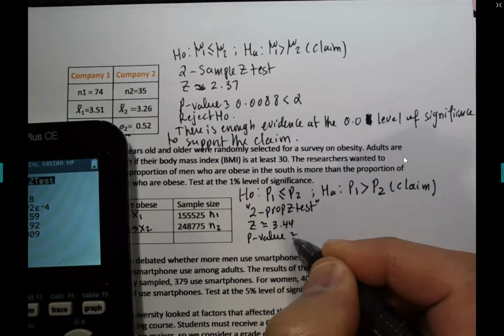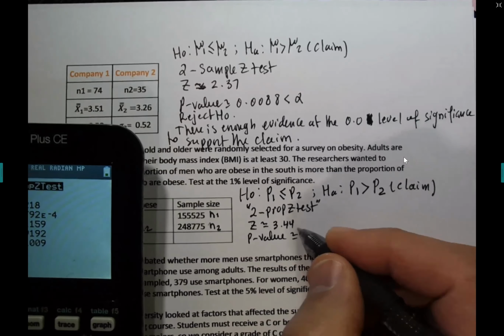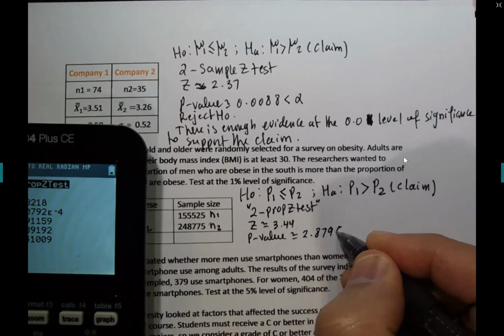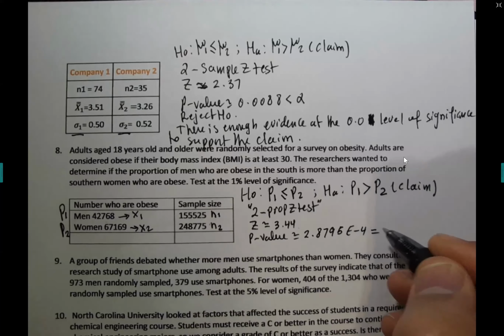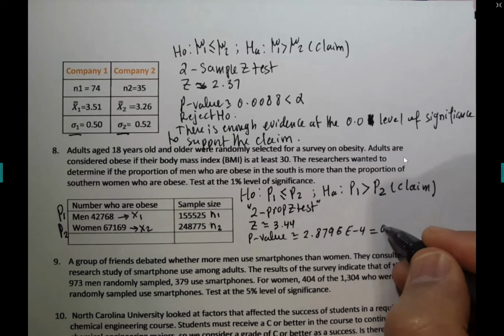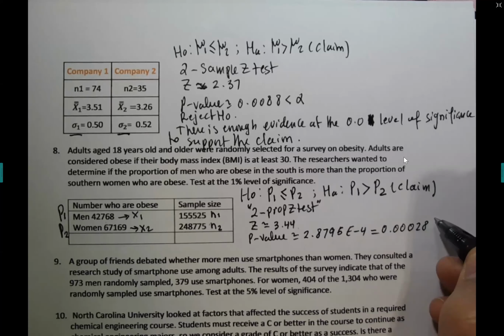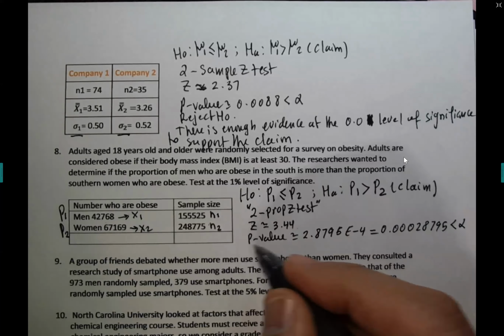And the p-value, which is, I'll write it down first, guys, so you know what, 2.8795 E minus 4, which means you have to move the decimal place 4 digits to the left, so it will be 0.0002879, which is definitely less than alpha. Once you see an E, it's a very small p-value, so you reject H0.